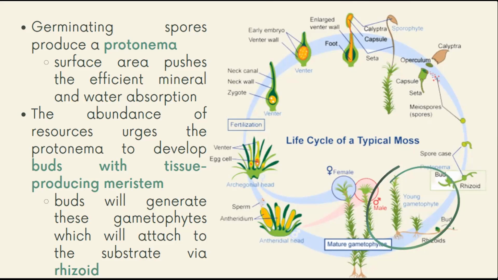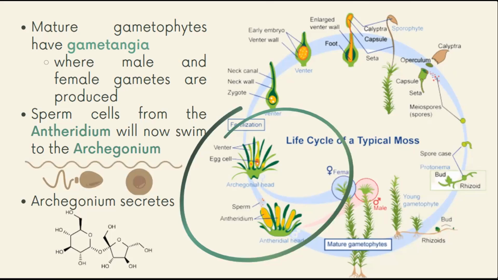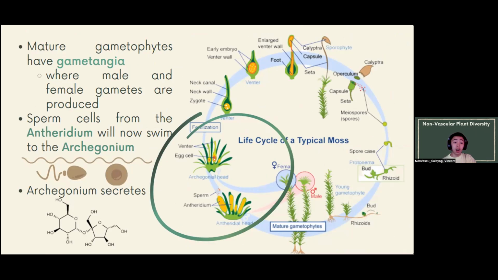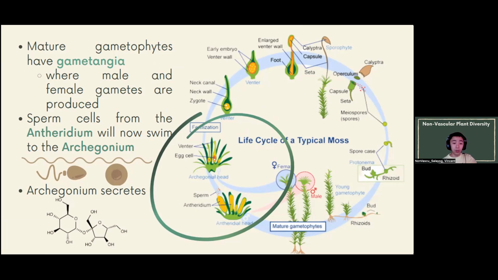And then these buds will generate gametophytes, which will attach to the substrate via the rhizoid. Gametophytes are responsible for the production of gametes. Once these gametophytes mature, they have a specialized organ called the gametangia, where both the male and female gametes are produced. Once both gametes become mature, the sperm cells from the antheridium will swim towards the archegonium, where the egg cell is located. Again, the sperm cell is located in the antheridium, while the non-motile egg is located in the archegonium.